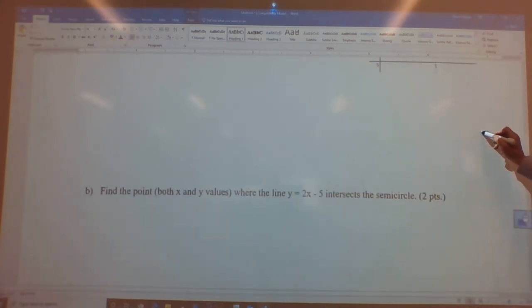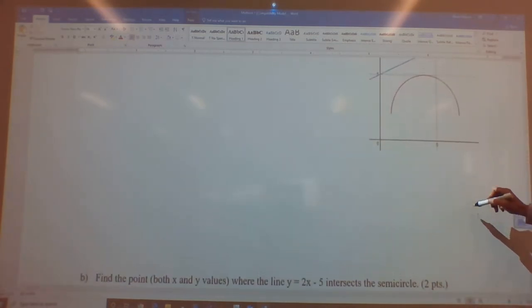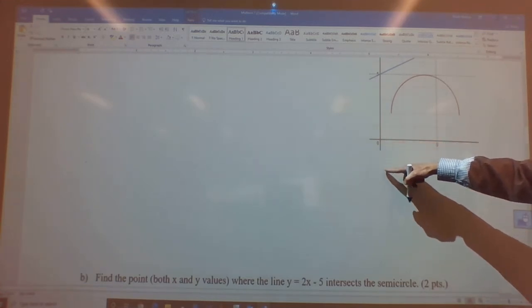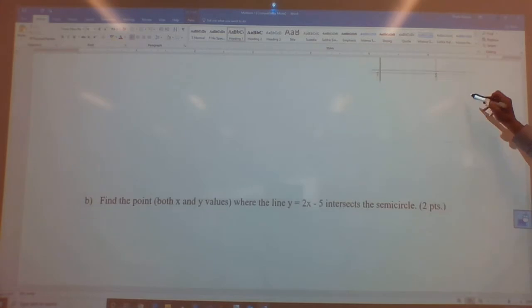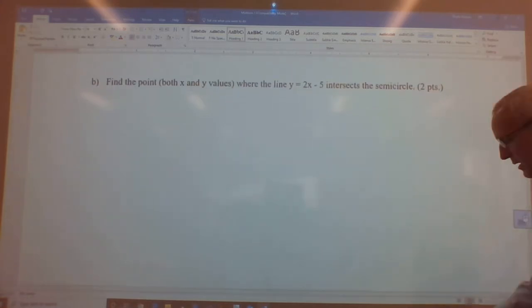Okay, then I just made up this other line here. This line y equals 2x minus 5. Where does it intersect the semicircle? So it's going to go through here. It hits negative 5 here, slope of 2. It's going to hit the semicircle. So this is just an algebra problem.